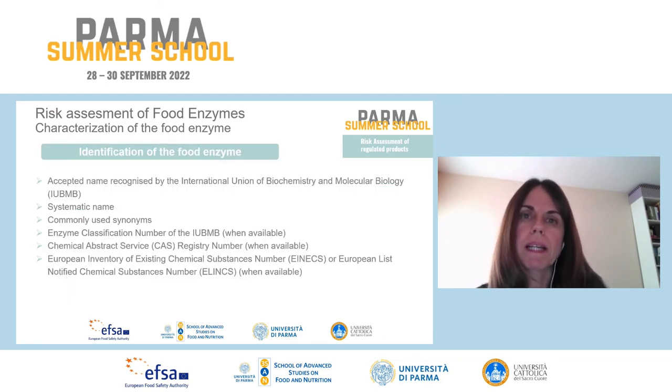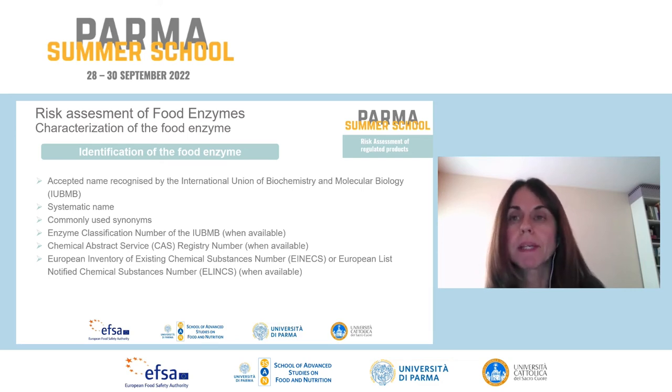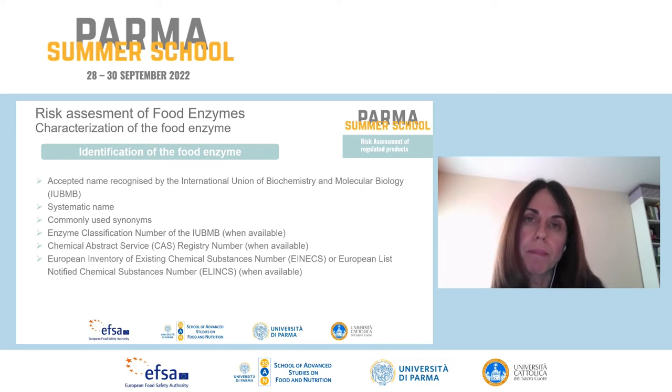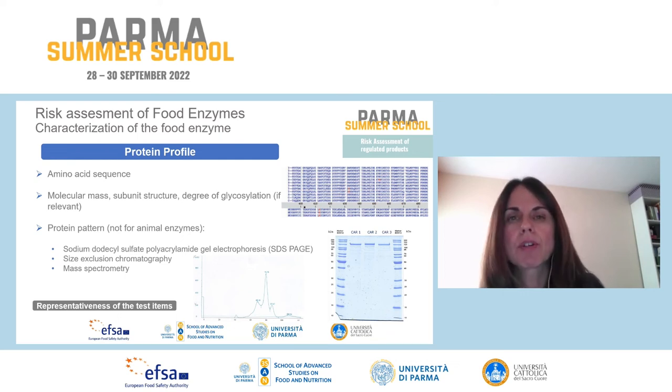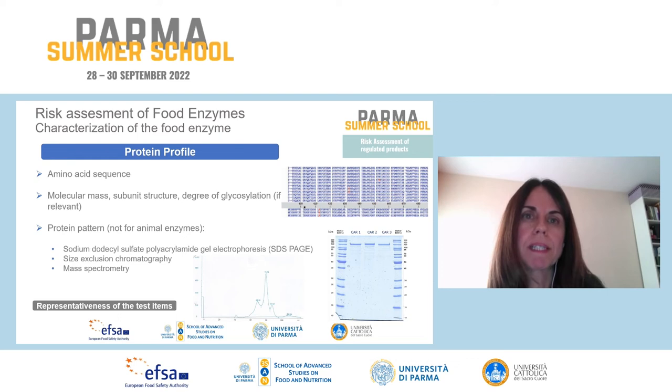So each principal enzyme has to be identified by its IUBMB and systematic name, EC number, CAS number if available, and any synonym. With regards to the protein profile, essential info that we need for the assessment is the sequence of amino acids, the molecular mass, subunit structure, degree of glycosylation, if relevant, and the protein pattern characteristic of at least three commercial batches. And this pattern could be obtained by SDS-PAGE analysis, size exclusion chromatography, or mass spectrometry.